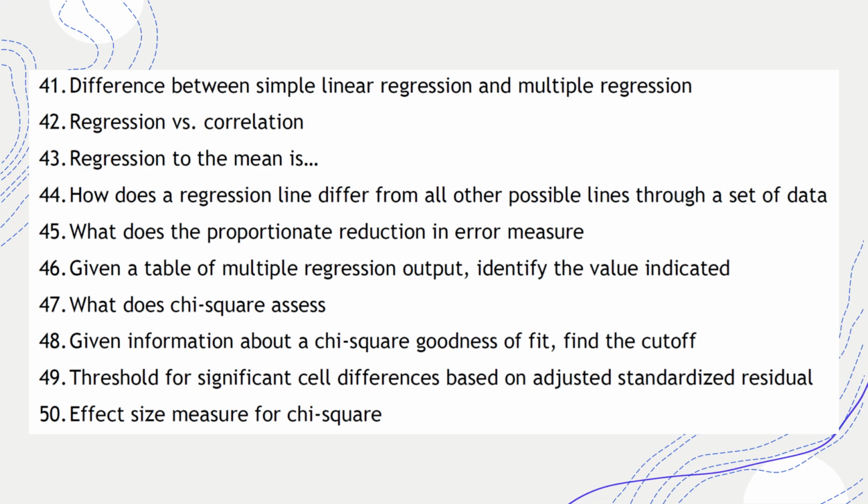Let's see, 47, what does chi-square assess? Well, basically it's just looking at observed data and whether or not it differs from the expected. Okay. You know.